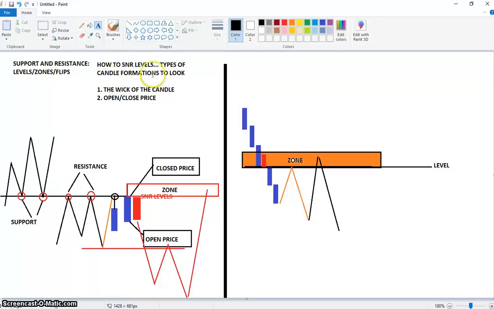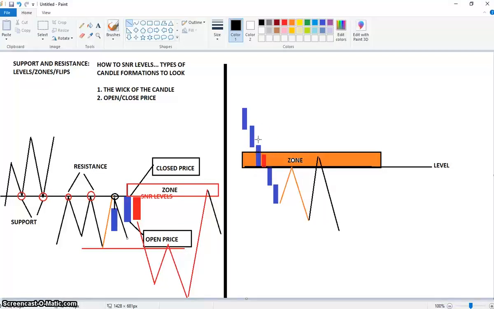Support and resistance level, type of candle formation to look at. Okay, the wick of the candle, the open and the close. So we have done that. Price can reject from this wick of the candle here, and price can reject from the zone here. Okay, that was what we have done. Price can reject from the zone, or price can reject from this wick, and move down. Okay, so for example, we see price dropping, and then price creates a supply here.